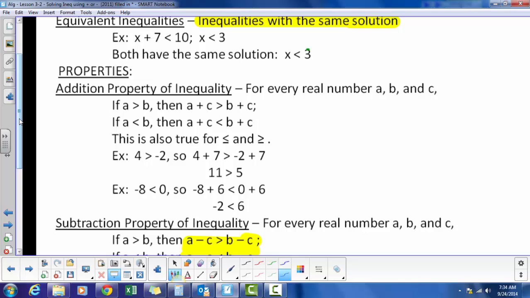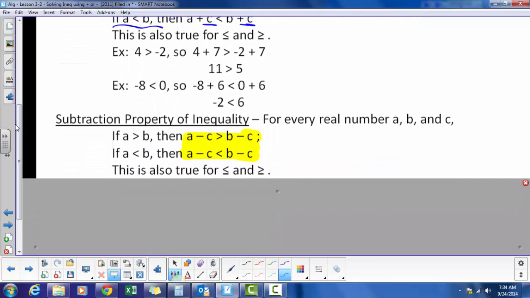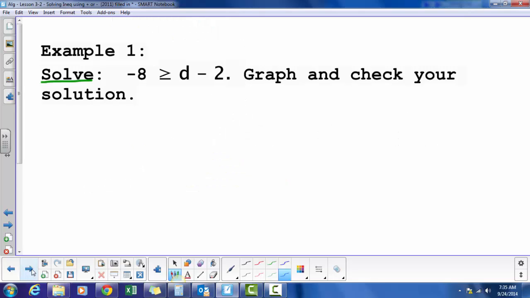Talking about properties, the properties for an inequality are just like the properties for an equation. So we have the addition property of inequality. Don't let this throw you off. All this says is that whatever I add to one side, I can add to the other. So it's just like the addition property of equality, but it's called the addition property of inequality. And then we also have a subtraction property of inequality. Don't let this throw you off. All it says is that whatever I do to one side, I can do to the other. So if I subtract C from one side, I can subtract C from the other. Okay? All right, so let's solve.